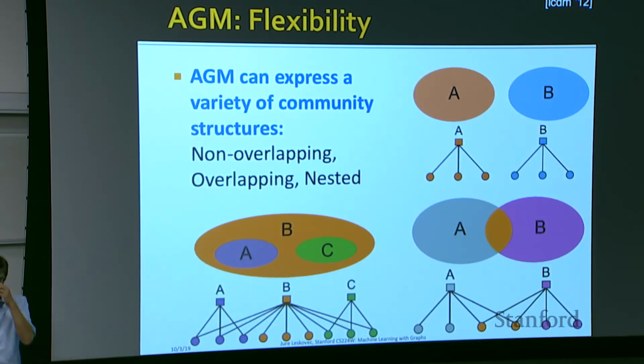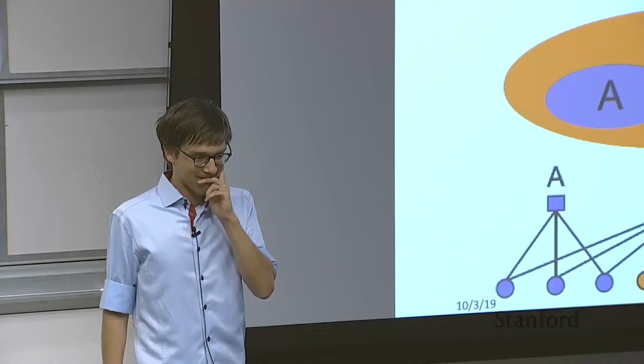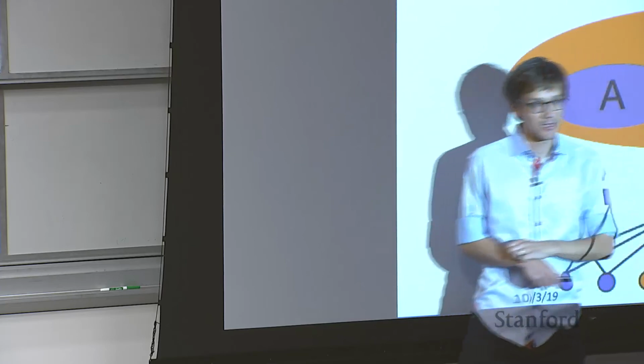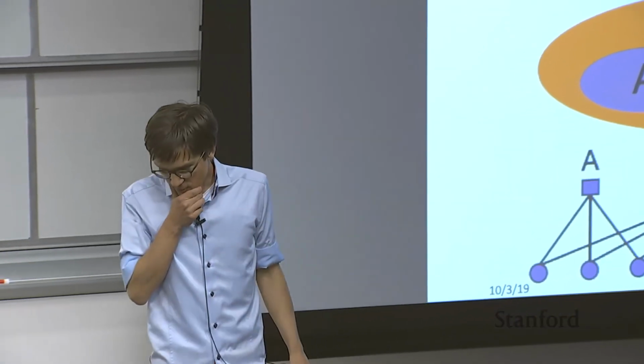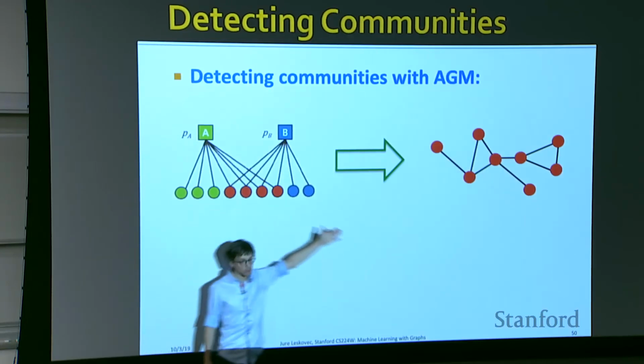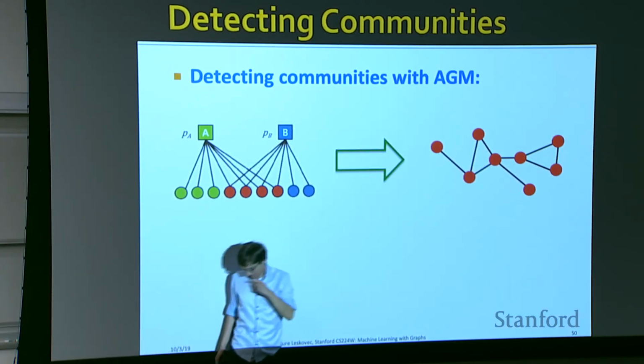Just to be clear, in this case you need to know how many communities you want. Exactly. Okay? So now I taught you how to get from the model to the graph, right?